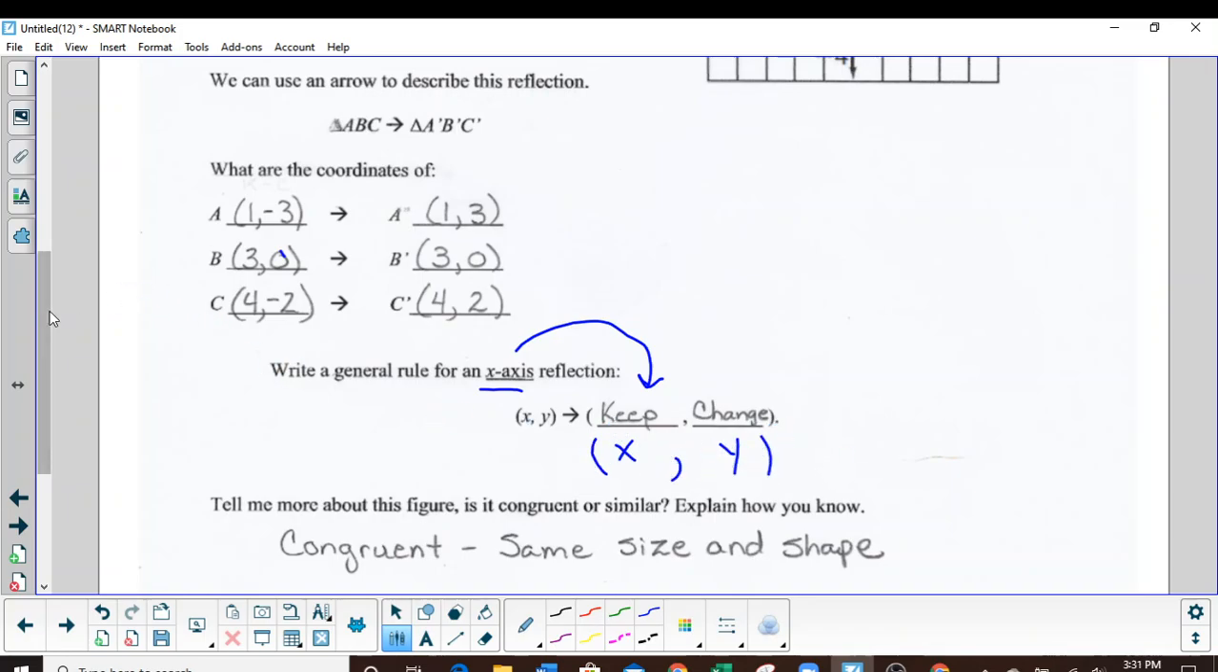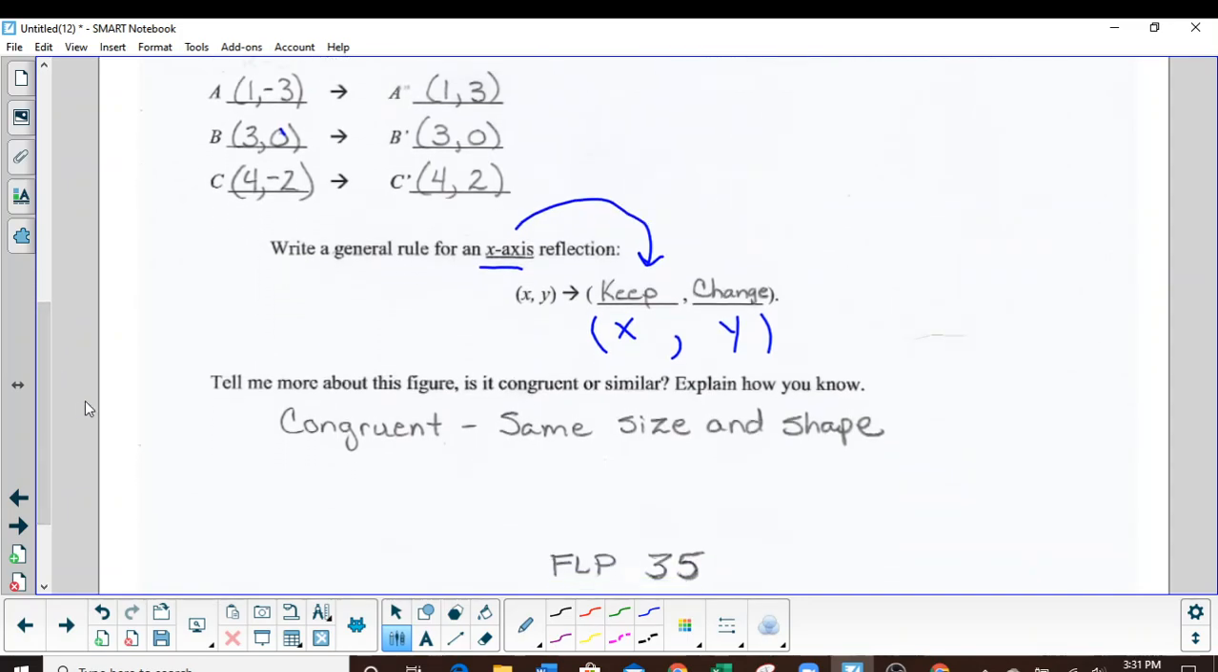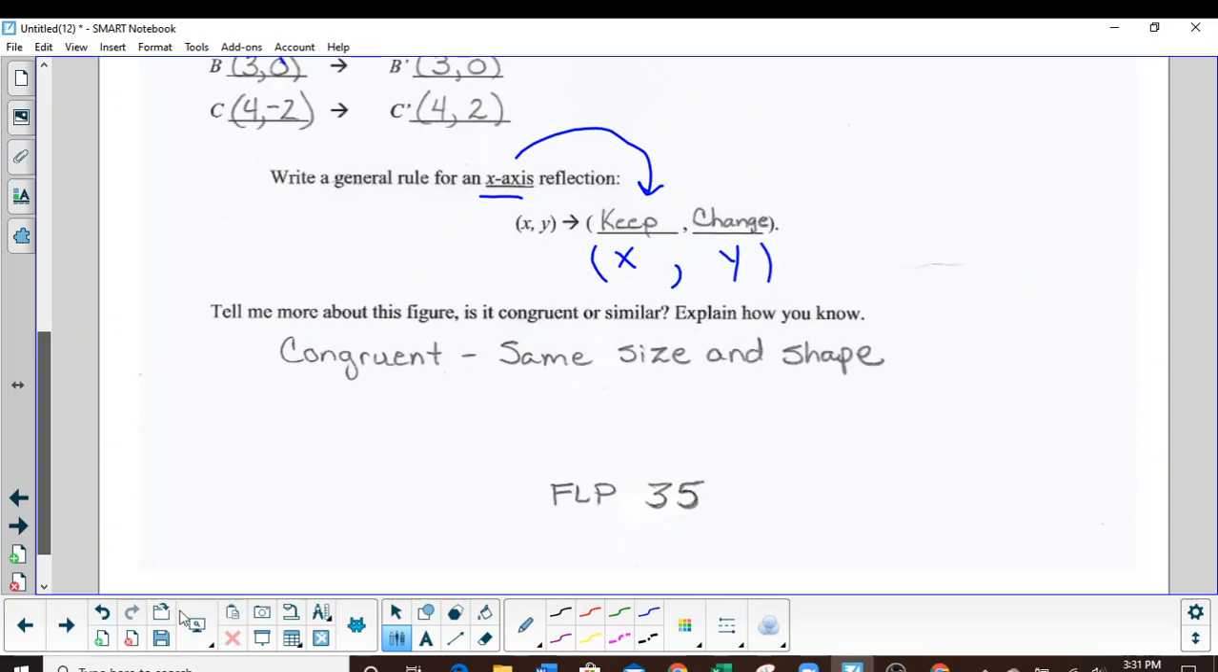Okay? Then it says, tell me more about this figure. Is it congruent or similar? Explain how you know. It's congruent. Same size and same shape. It's just a different point on the coordinate plane. So let's jump to FLP 36.